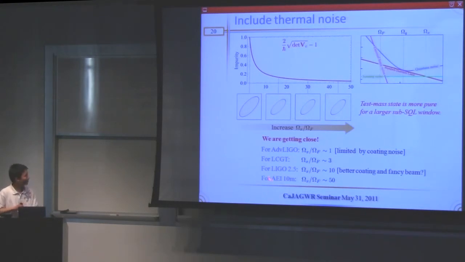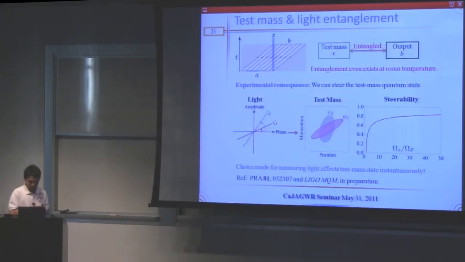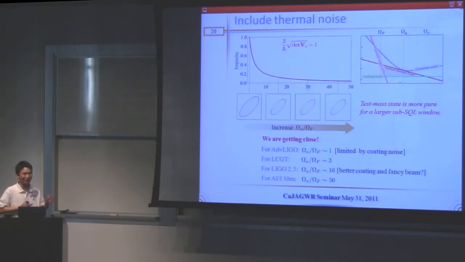And for AEI, the 10-meter prototype, they claim that they can have a factor of 50. I don't know how they do that. So they claim they have the noise curve, they have the design. So this is all design, right? None of this exists.